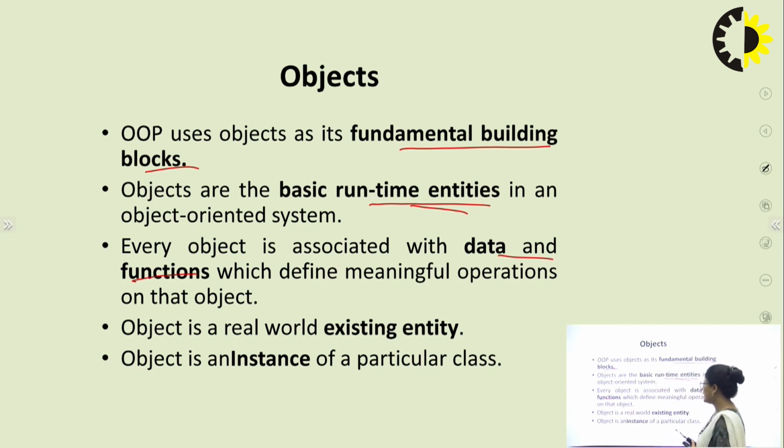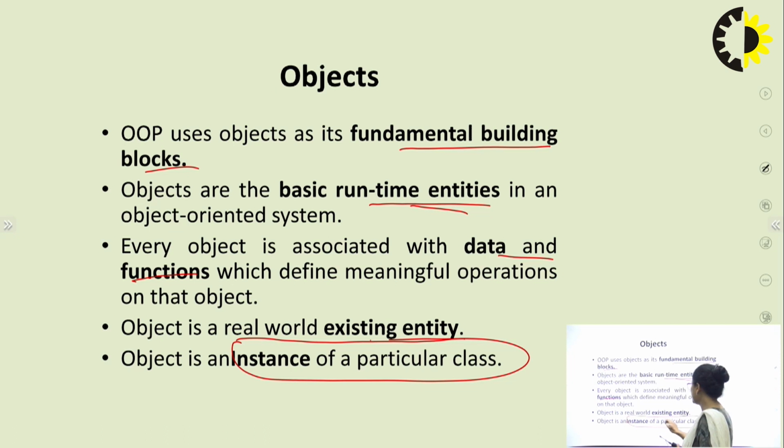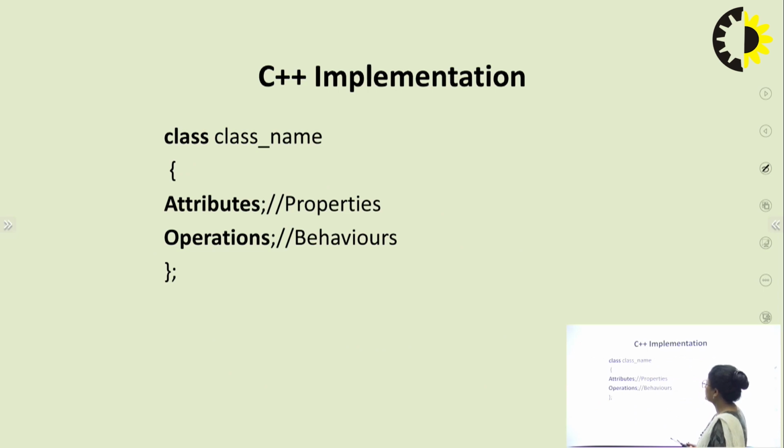Objects are basically mapped to real world existing entities, and we can say they are instances of a class. This is a very important point. If we look at the technical definition, an object is an instance of a class. This is an example of how you define a class using the syntax of the C++ programming language.